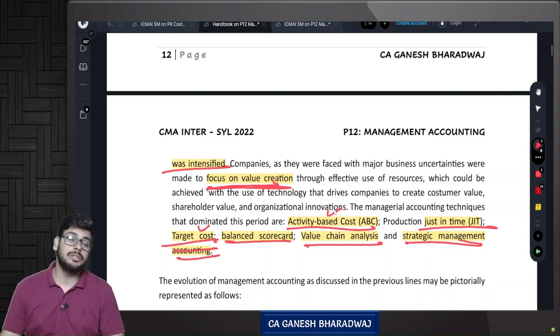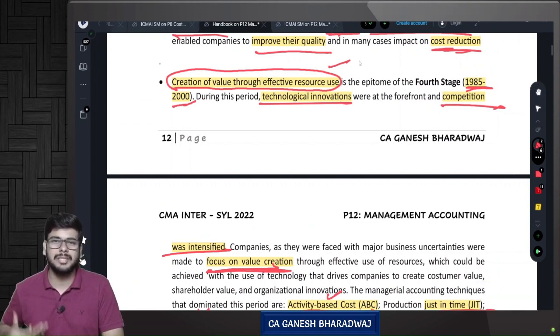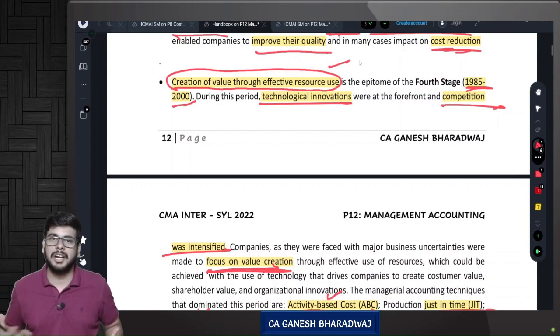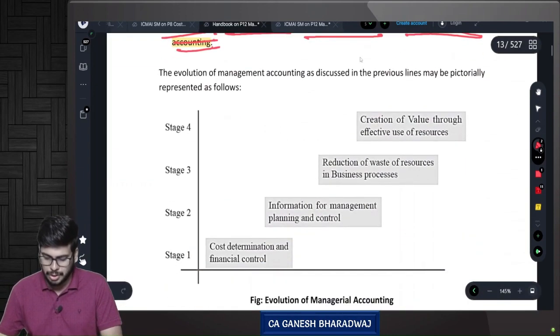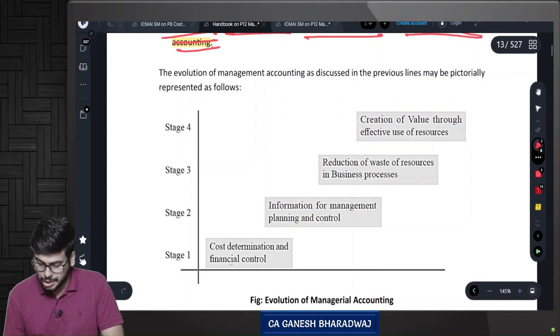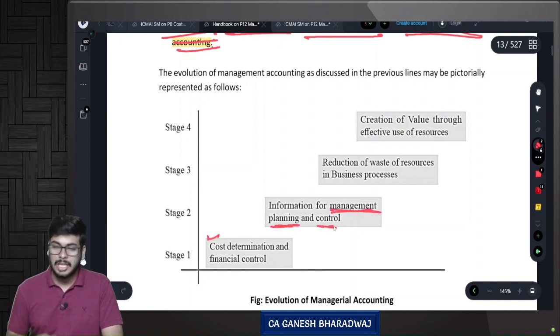So in the fourth stage, where the entire focus was on creation of value, that's when they came up with the advanced tools that we use currently. That's a part of your syllabus. That's when the real management accounting evolved. Are you clear with this? So they have summarized this entire thing by way of a chart. Stage 1, cost determination and financial control. That was the focus. Stage 2, slowly, information for management planning and control. That was the objective.